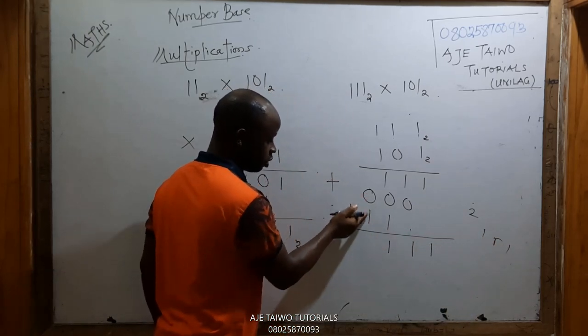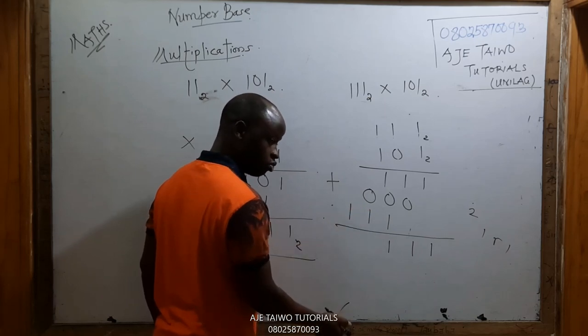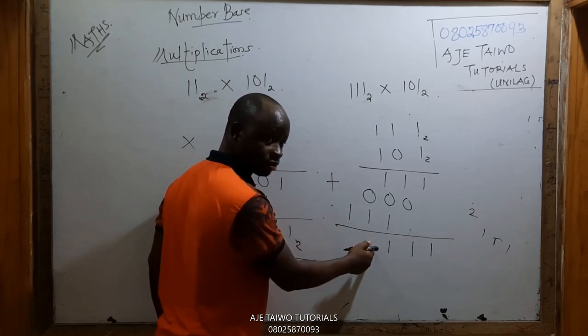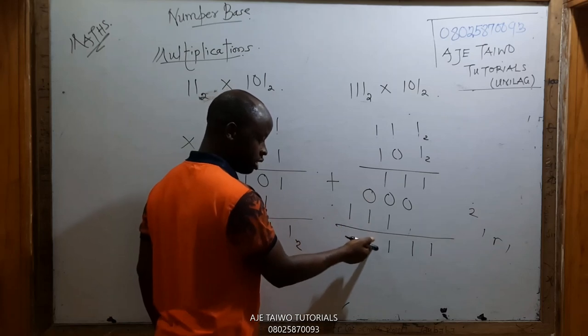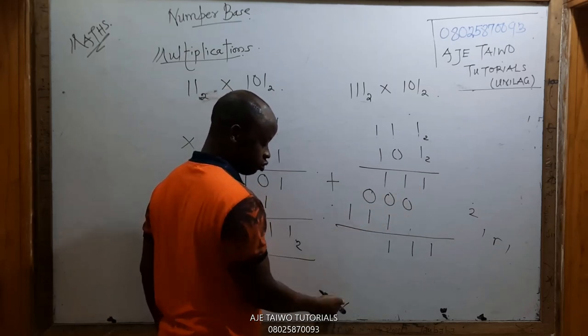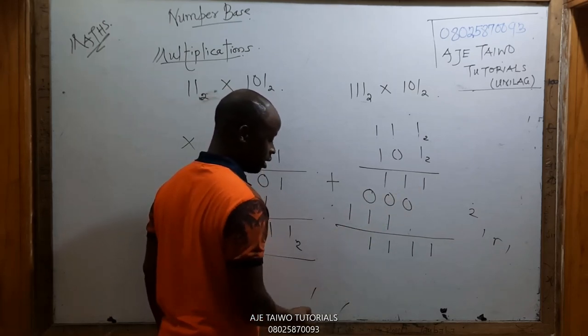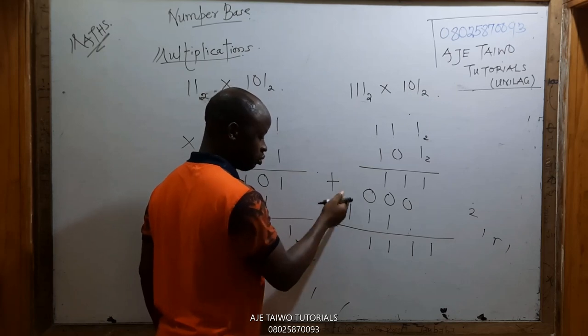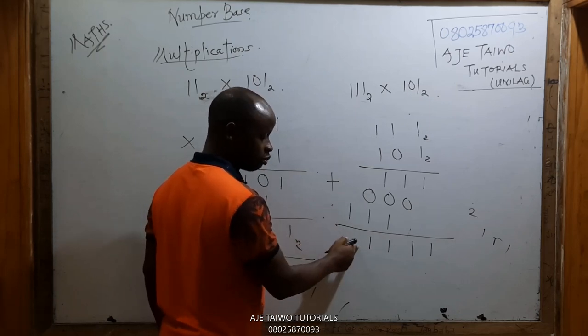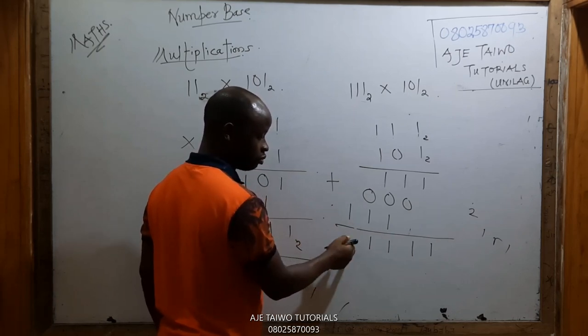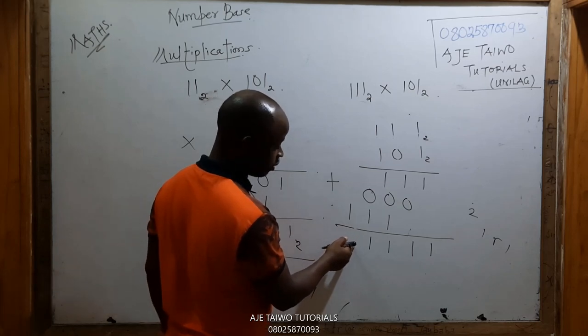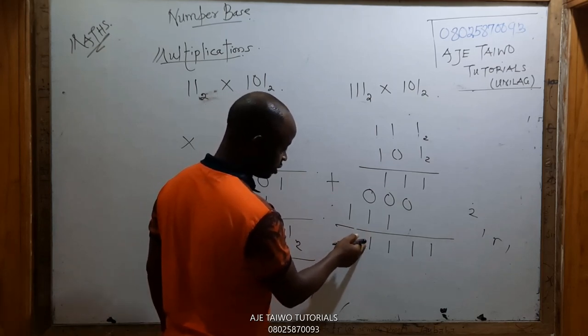Then let's go. 0 plus 1, 1 plus 1, 2. You can't put 2 down. So what do you do? You say 2 in 2, 1. Remember 1. Carry 1 again. 1 plus nothing, that's 1, plus 1, 2. You can't put 2 down. Is there any mistake somewhere? There's a mistake somewhere, okay?